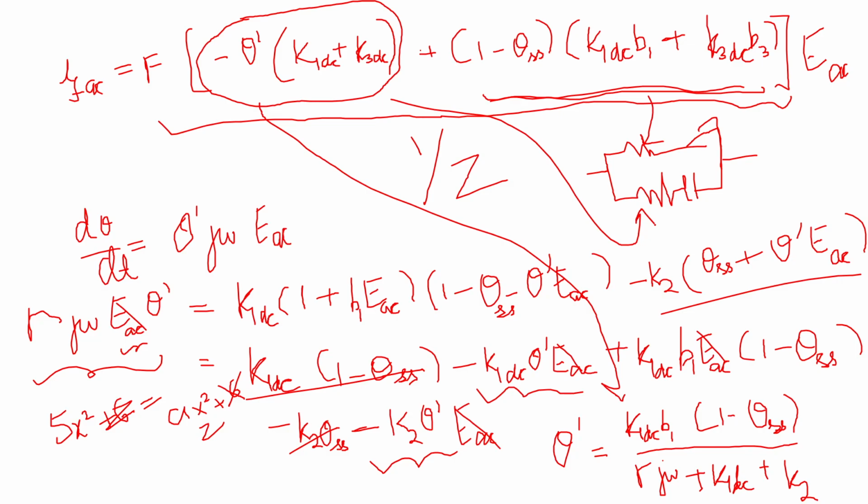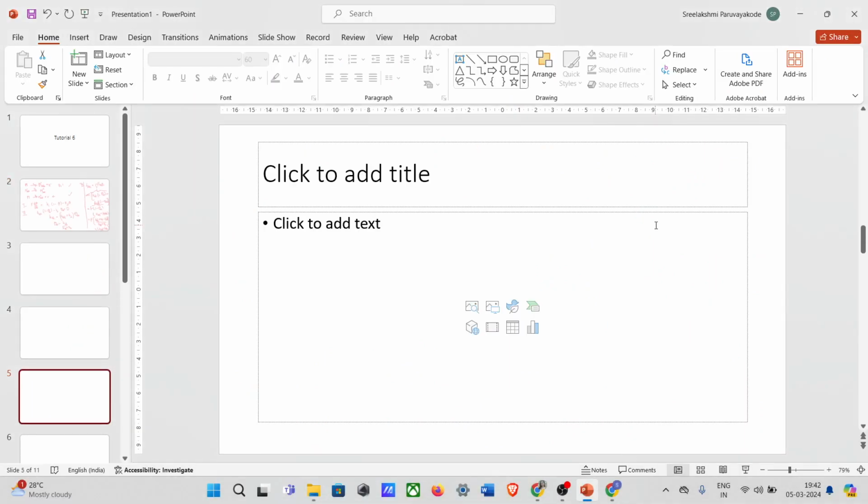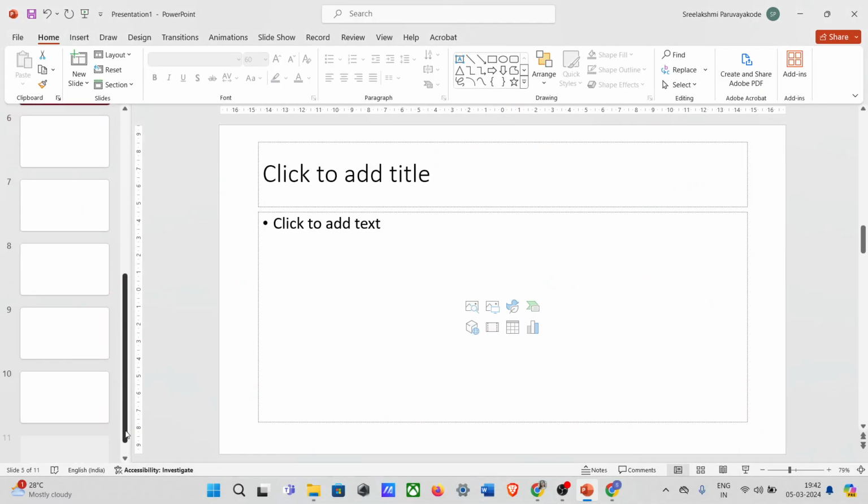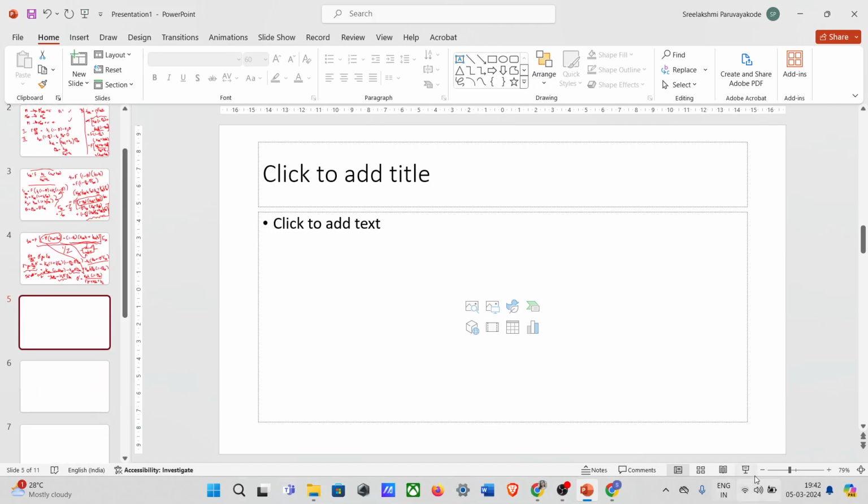Any doubt, anyone? Is anyone having any doubt? Otherwise we'll move to the next problem that is based on this.